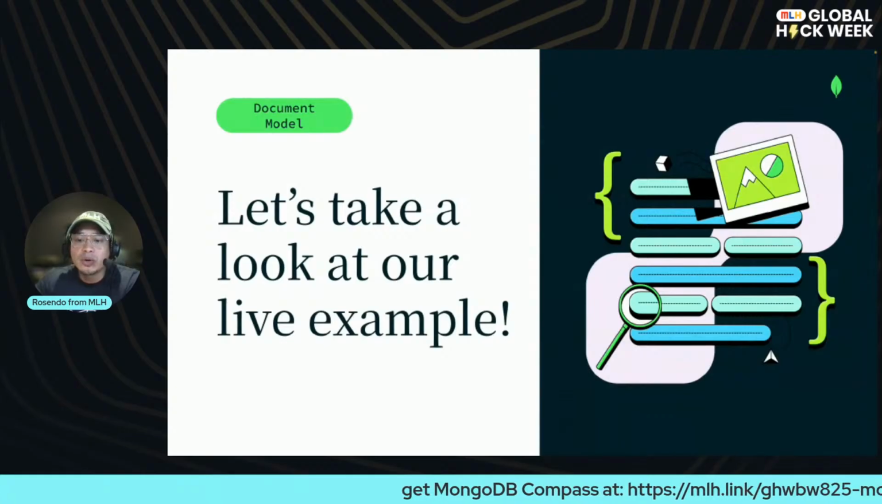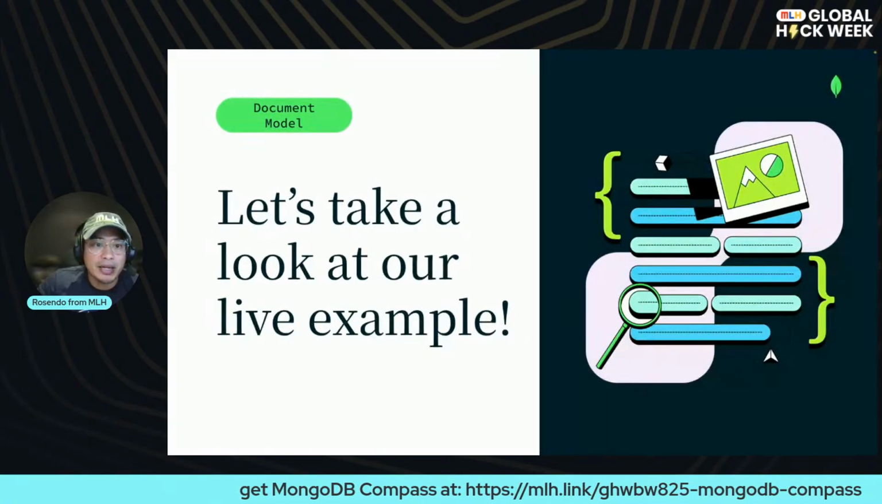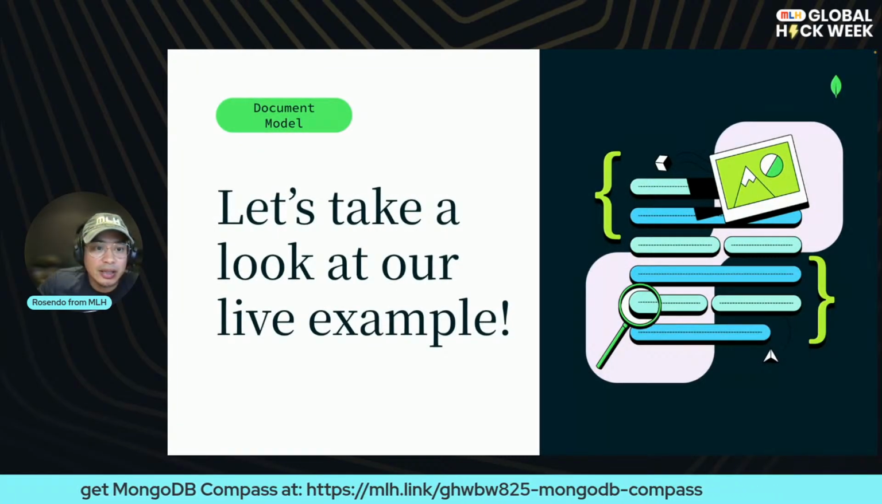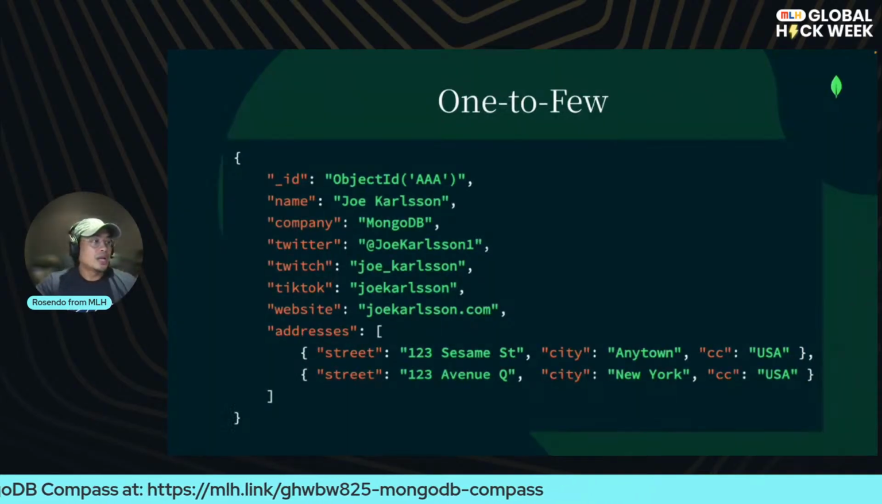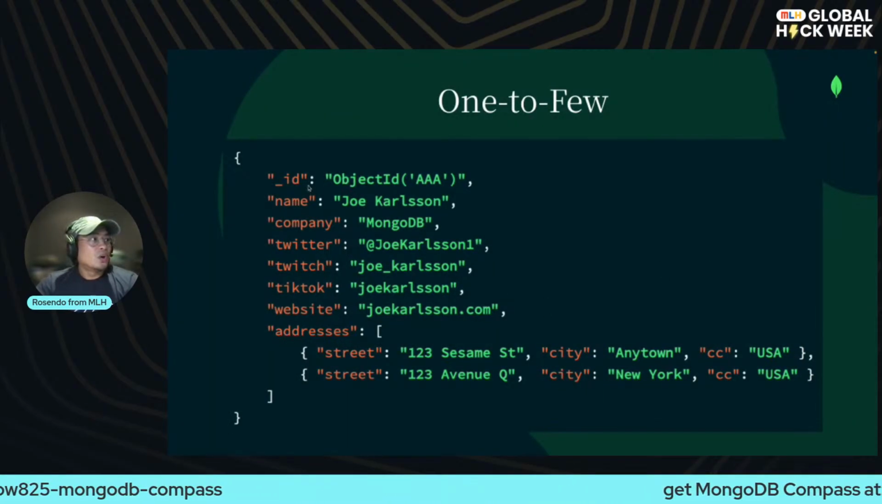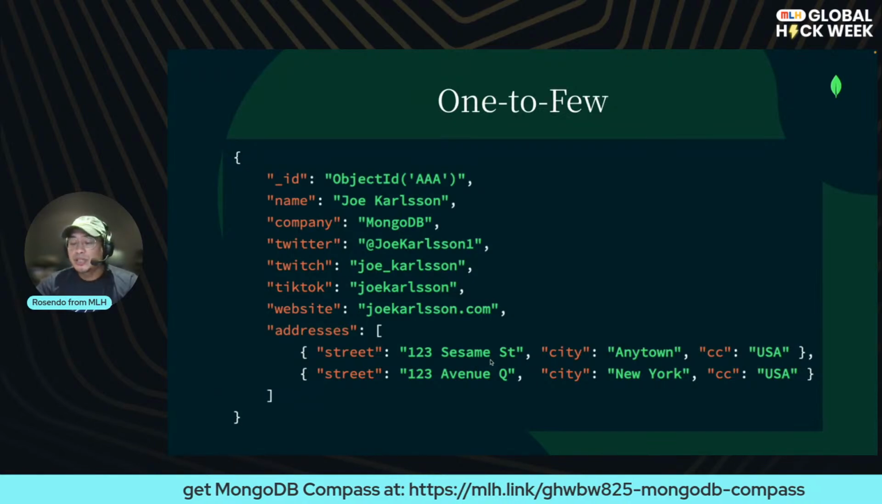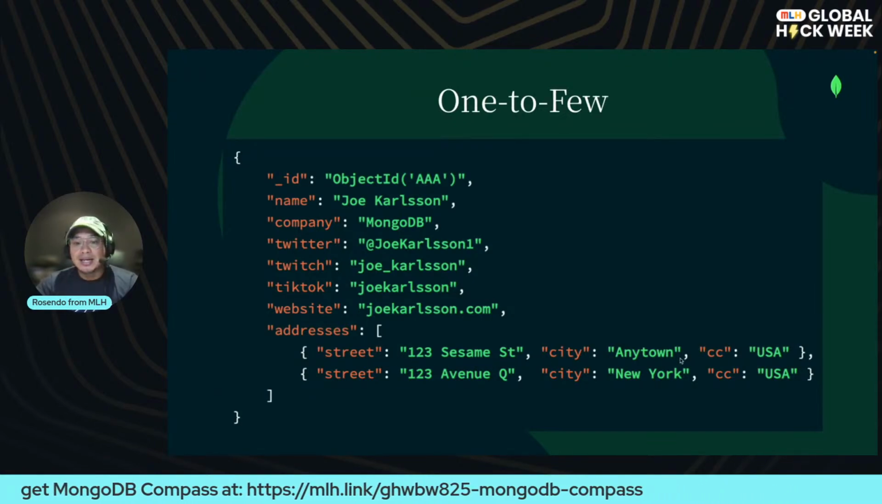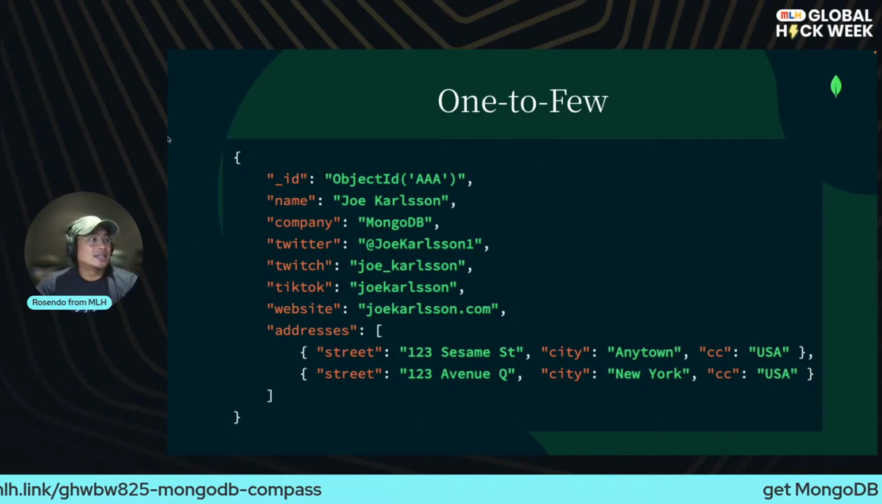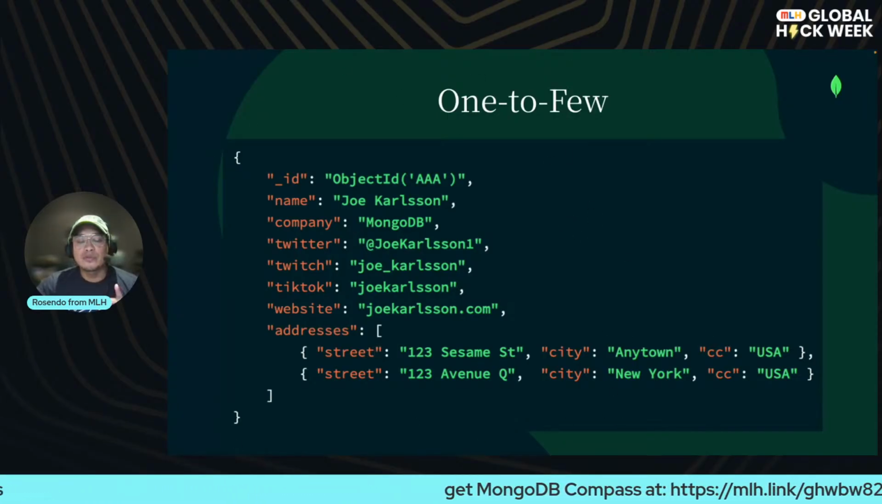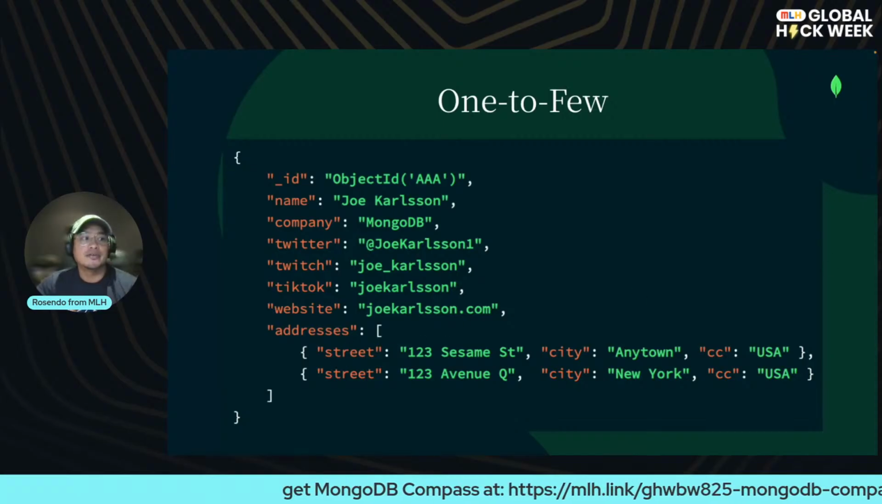What's the difference between one to few and one to many? So let's jump back into it here. I think this is slide 18. So this is one to few. One to few is, as you can see, this one user, Joe Carlson, has two different addresses. But instead of referencing the address as an object ID, it's actually embedding that address directly into his user document. So it's not just referencing an object ID. The actual information lives there.